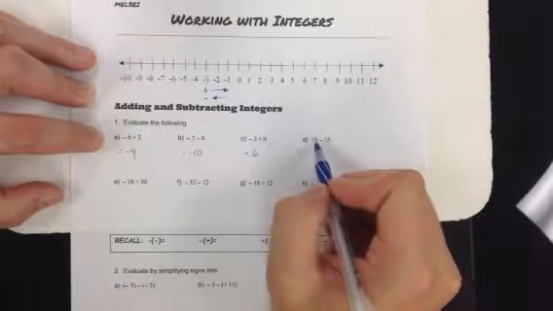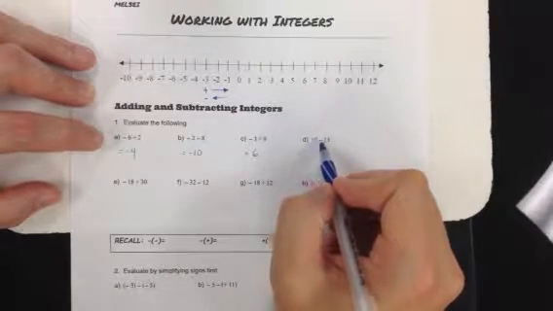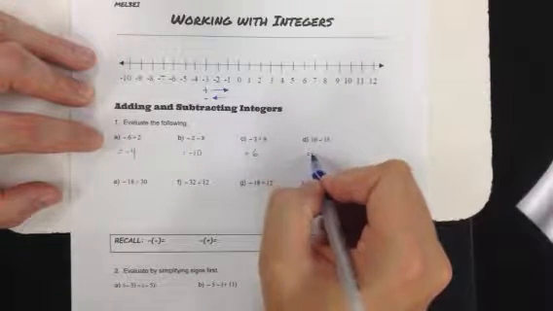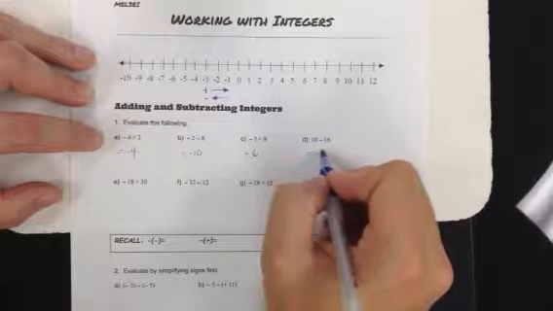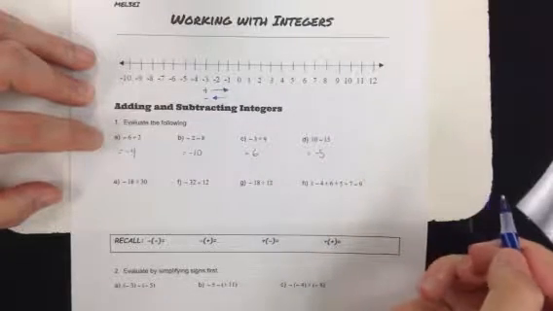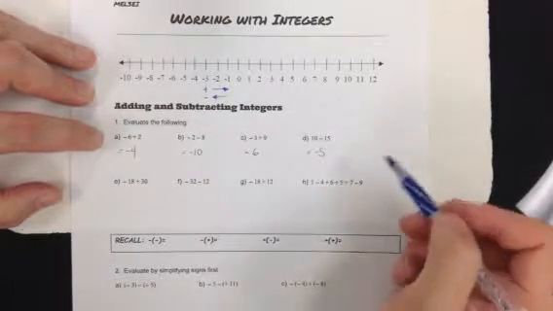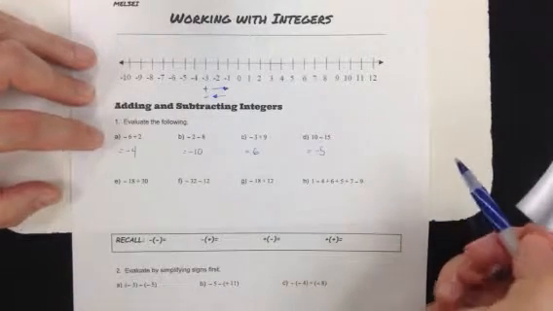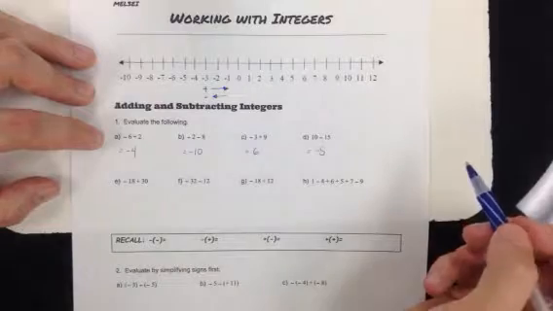10 minus 15. Again, we're going to start at 10, and the minus tells us we're going to move left 15 on our number line. And if you count that out, we would end up at -5. Again, you might want to pause the video and try some of these next ones on your own. And when you're ready, you can restart whenever you feel like it.